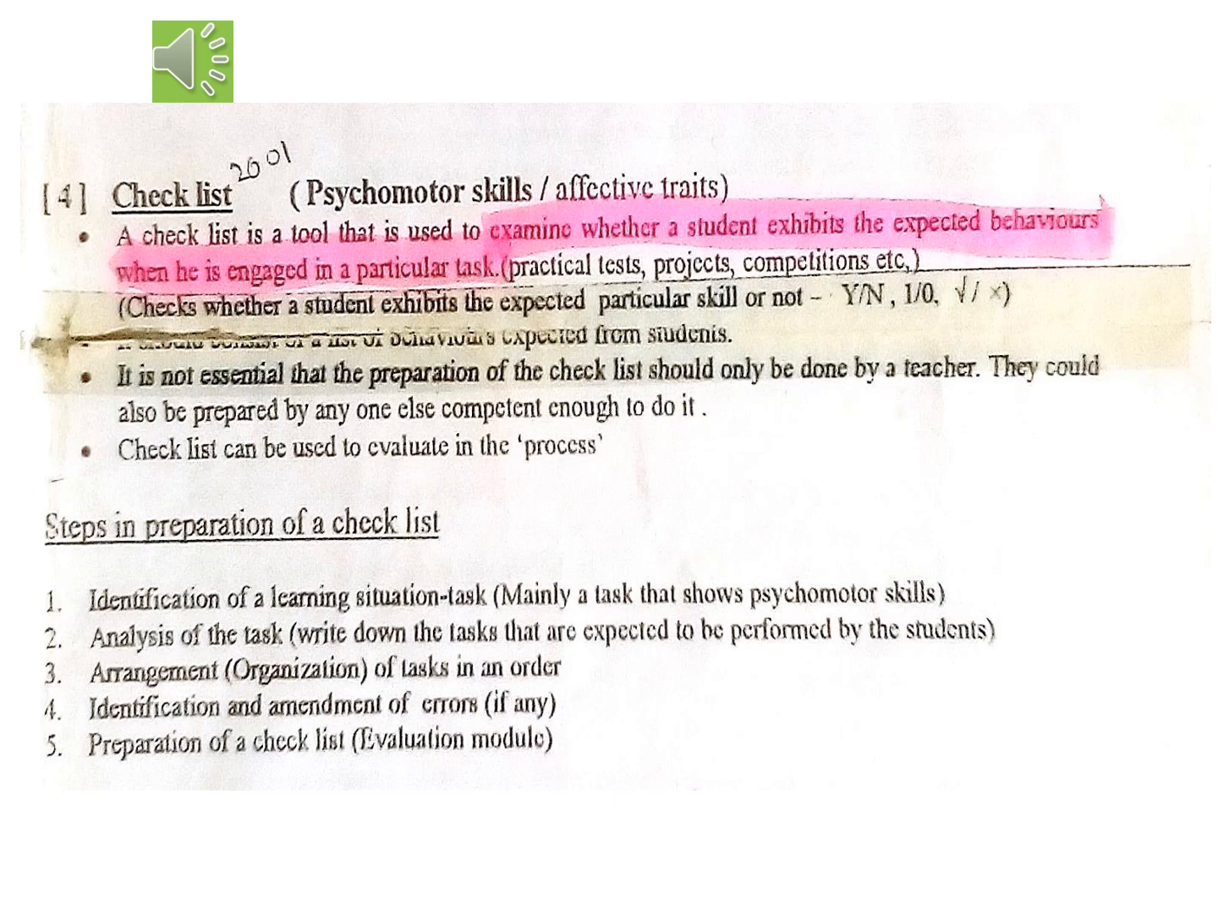You are checking whether they can do or cannot do. So that's why it deals basically with skills. Next one, it checks whether a student exhibits the expected particular skill or not. That's what I explained. So for this you can use yes or no, 1 or 0. When the child exhibits that, you give 1. If not, 0. Right or wrong, two things.